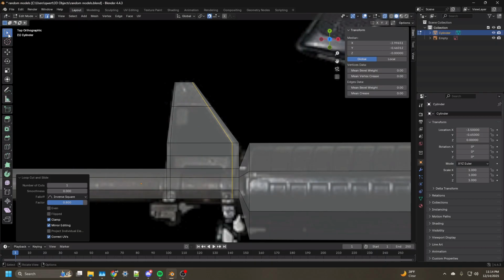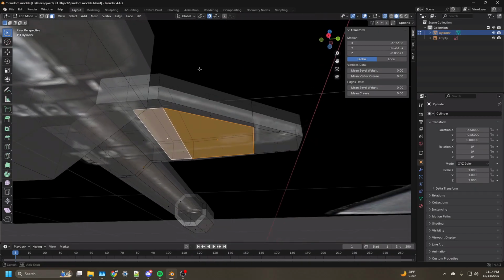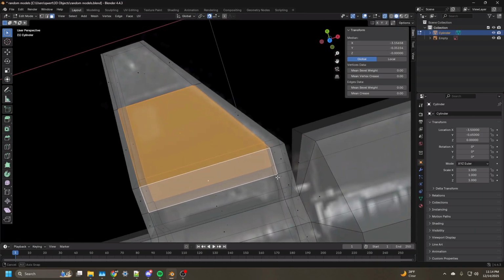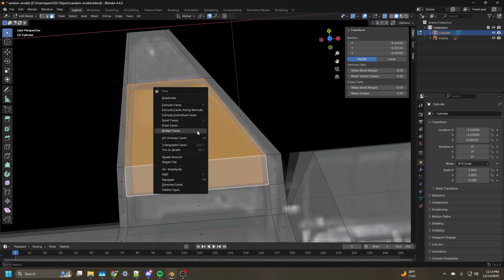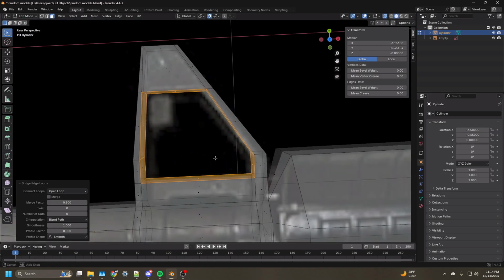Yeah, I think it's fine now. Yeah, sure. It wants to be on that side. I'm cool with that. I have to find the dots that match. So now what I can do is I can just hit bridge faces, and that makes the hole.